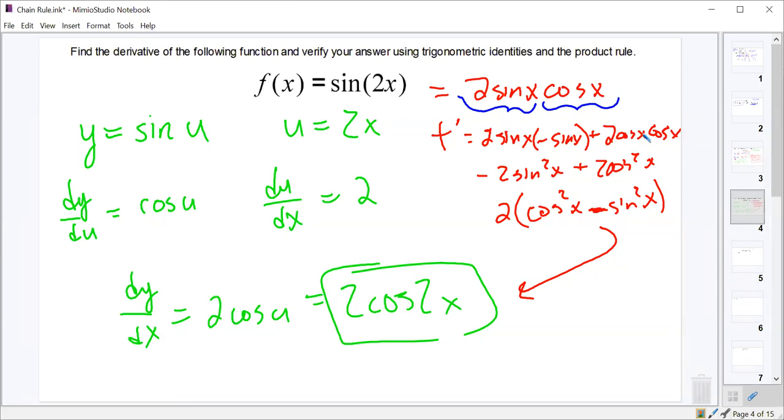Why do you get to keep the 2 when you find the derivative of 2 sine x? That's just a constant out in front of our first function. The base function within there is sine x, and it's being multiplied by a constant. So we had a rule way back when that the derivative of a constant times a function is the constant times the derivative of the function. Like if we have 2x squared, the derivative is 2 times the derivative of x squared, or 4x. Does that make sense? Okay. Any other questions on that one?